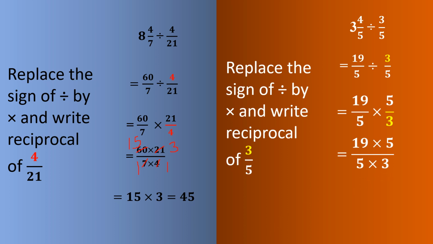And we can simplify here also like this. 5 ones are 5. 5 ones are 5. So it is 19 ones are 19 by 3 ones are 3. And because this answer is in the form of an improper fraction, we will convert it into a mixed number. We will divide 19 by 3. We will get the mixed number 6 and 1 by 3, which is our final answer.